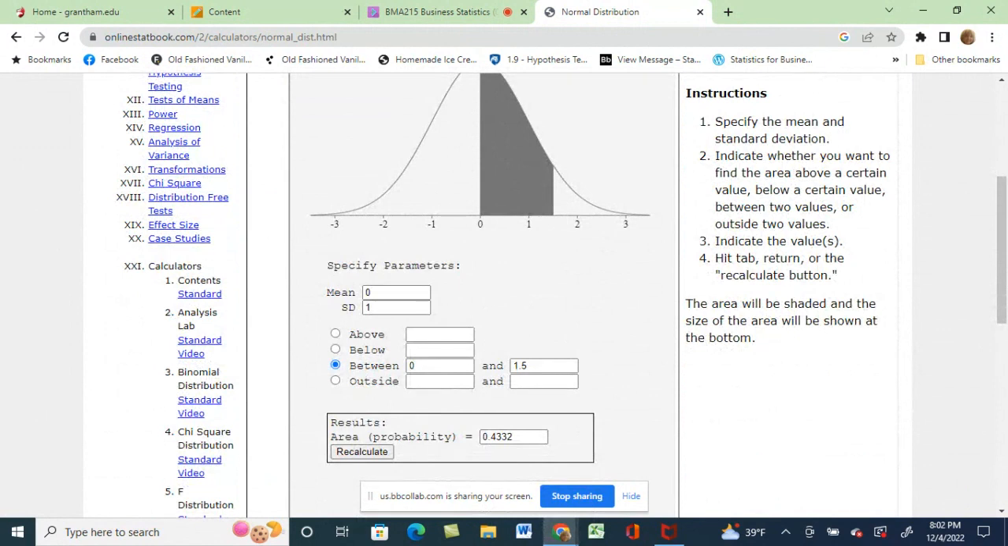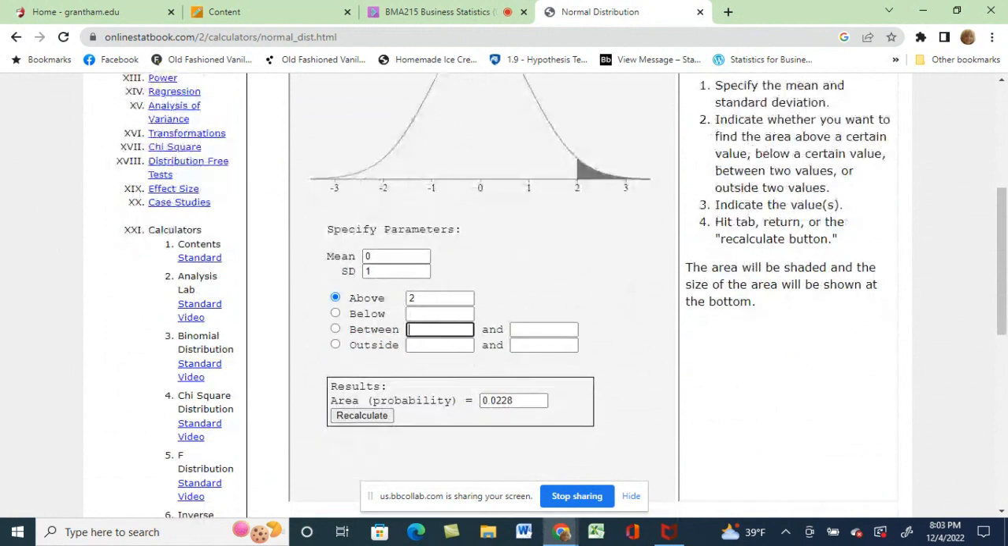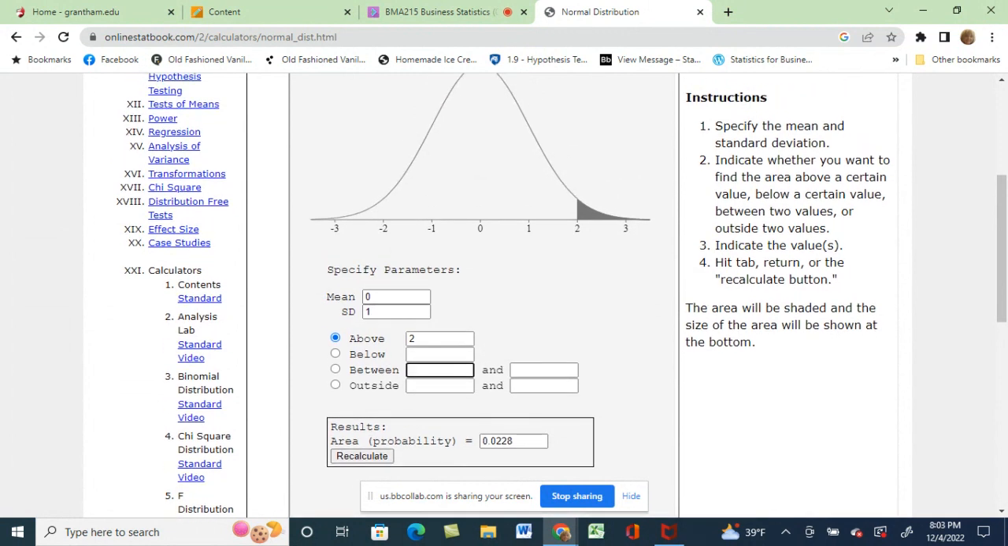So if you want the probability that the z-score is greater than 2, you would then do above 2. And look at your picture. You don't have to clear those out, but above 2. So your z-score is 2, and the above 2 is shaded. So the probability that your data is above the z-score 2 is 0.0228, or 2.28%. There's only a 2.28% chance that your data lies above the z-score 2.